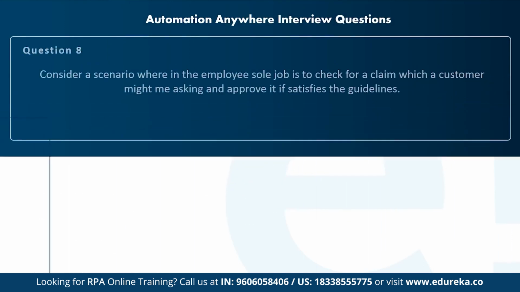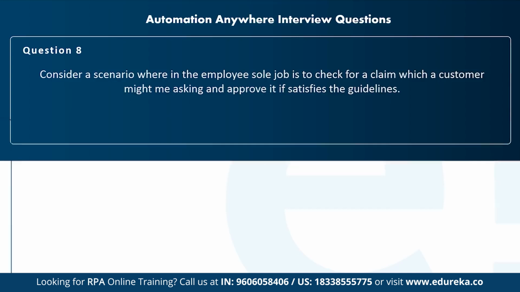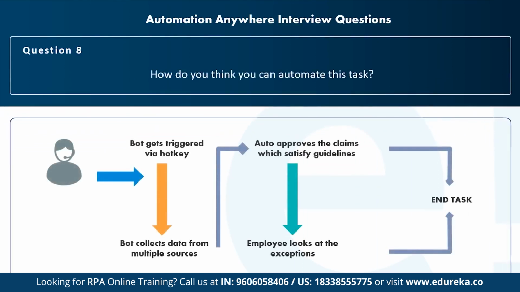Now moving on to the next question, consider a scenario wherein the employee's sole job is to check for a claim which a customer might be asking and approve it if it satisfies the guidelines. Now, how do you think this task can be automated? Well, you can definitely automate this task by using the Automation Anywhere client. So you can create a workflow as you can see on my screen.